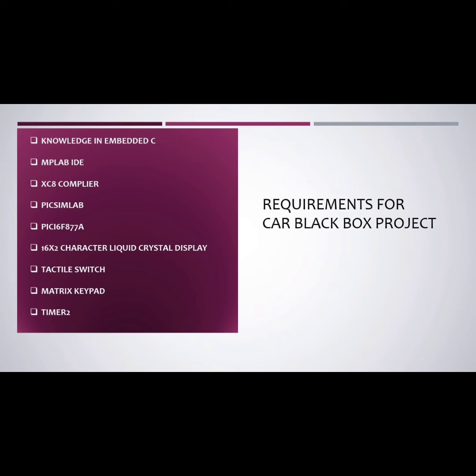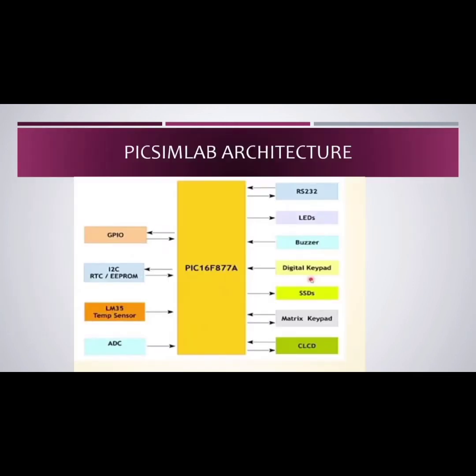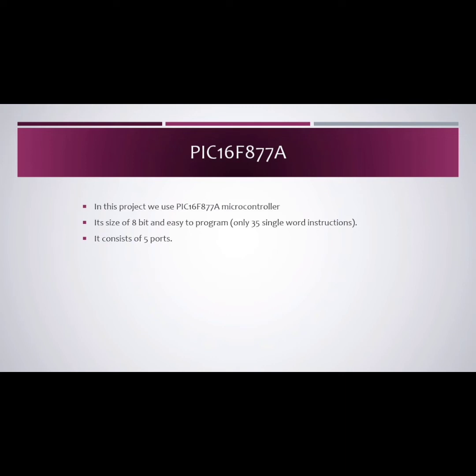Requirements for the car black box project include knowledge in Embedded C, MPLAB IDE, XC8 compiler, PICSimLab, character liquid crystal display, tactile switches, matrix keyboard, and timers. Let us see about it. It is a PICSimLab architecture which includes digital keypad, buzzers, LEDs, matrix keyboards, CLCDs, and analog to digital converters. PIC16F877A is the microcontroller we are using in this project, its size is 8-bit and it is easy to program. It consists of 5 ports.